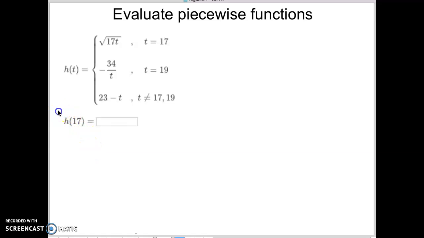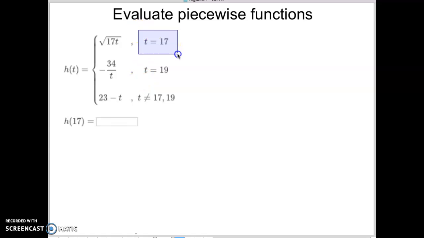First of all, when it says h of t right up here, see our h of t? And then it says h of 17. What's the only difference? You'll notice that this one had a t and this one had a 17, meaning t equals 17. So t equals 17. Now, we look at our three rules.